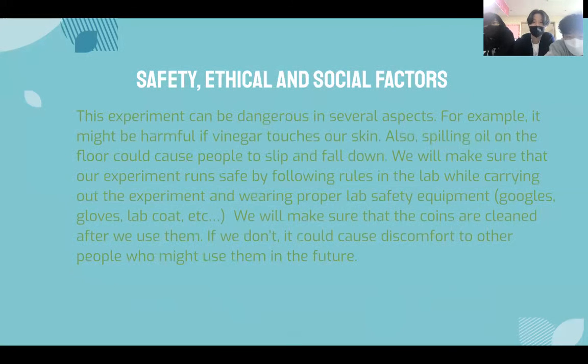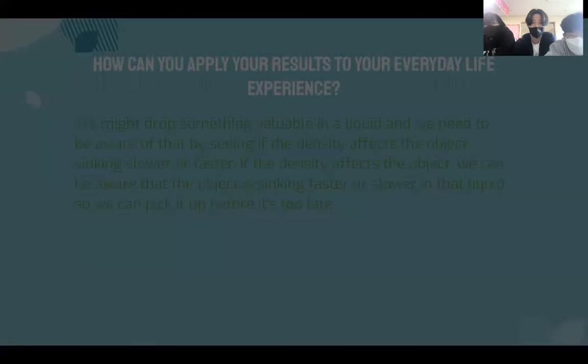We'll make sure that the coins are cleaned after we use them. If we don't, it could cause discomfort to other people who might use them in the future.